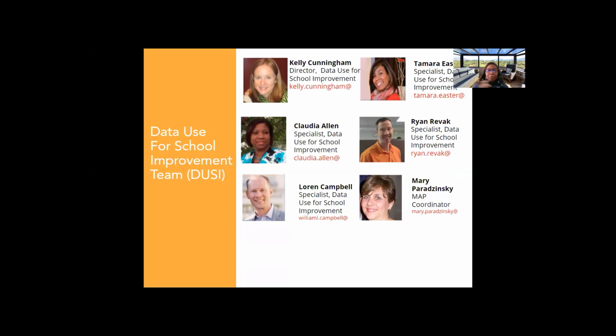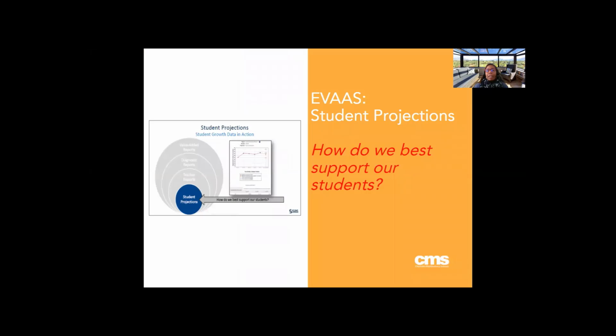EVAAS projections basically answer the question, how do we best support our students? We say this kind of vaguely. We want to make sure that we're not using projections as the end all, but using them in correlation, in triangulation with other data to make the best instructional decisions regarding our students' outcomes. That's what we look at our projections for.